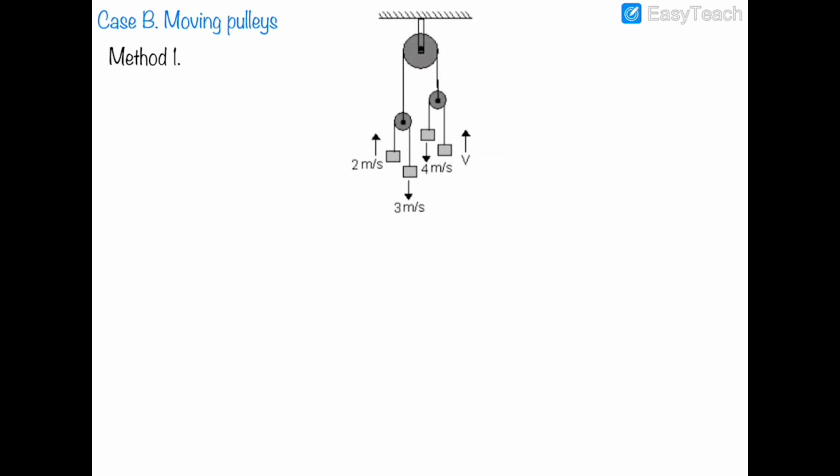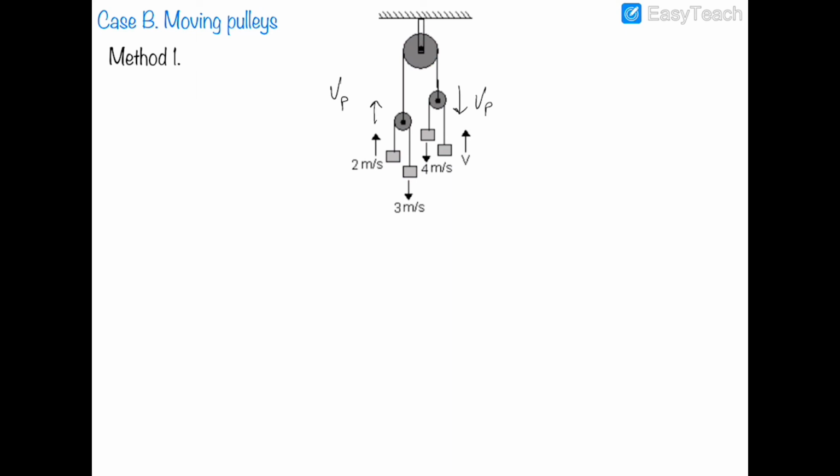Now in this question I need to find out the velocity v of this block, and I'm using method 1 again. So I can see that there are two moving pulleys, this one and this one, and let us assume the velocity of this pulley to be upward Vp, and velocity of this pulley to be downward Vp. And the velocities of these two pulleys will be the same, due to the fact that the pulley between these two, this one, is at rest.